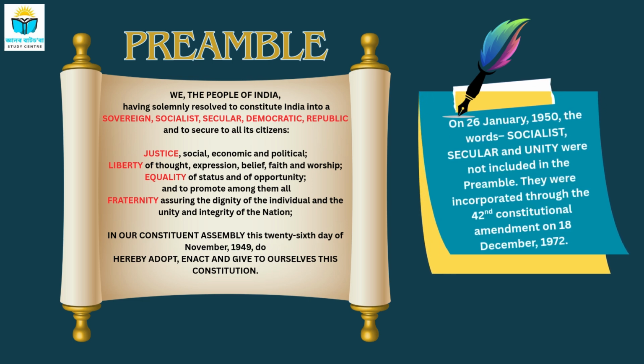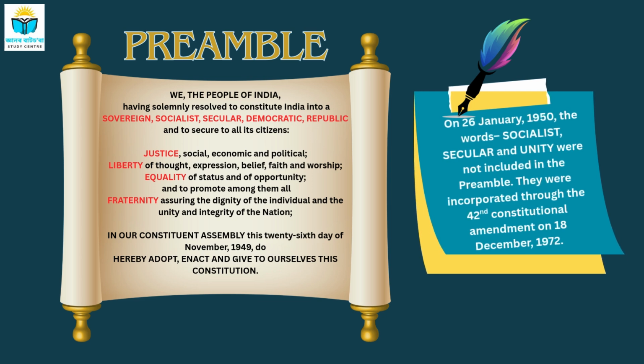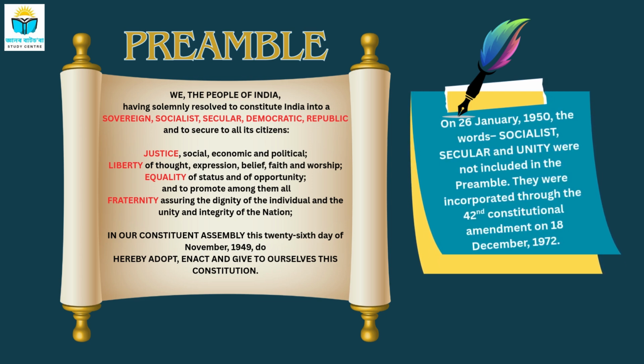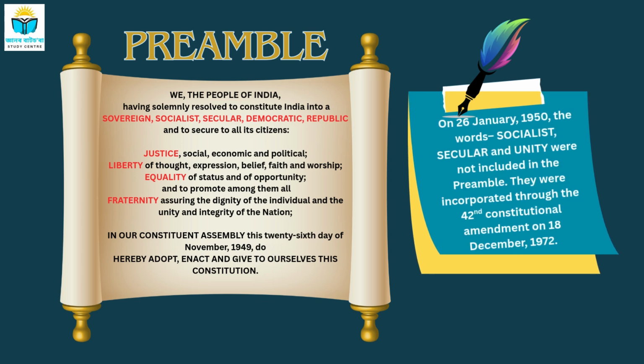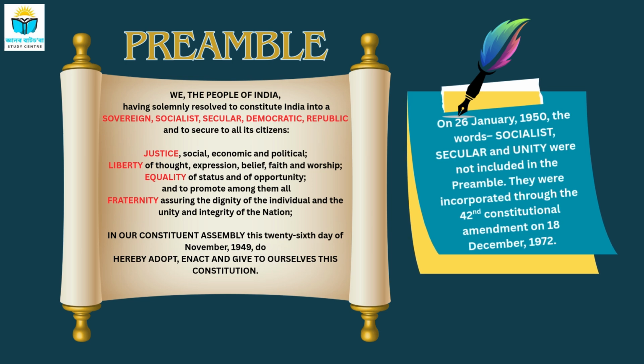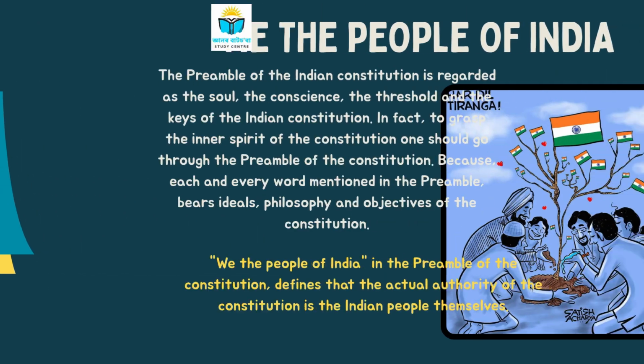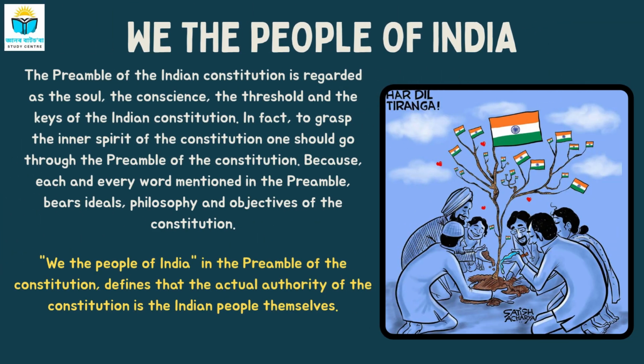Initially, the words socialist, secular and unity and integrity were not part of the Preamble. These were added later by the 42nd Constitutional Amendment on 18 December 1976. Significance of the Preamble. The Preamble is often called the soul of the Constitution. Every word in it represents the vision behind our Constitution. The phrase "We the people of India" in the Preamble makes it clear that the Constitution gets its authority from the citizens of India, not any king, ruler or foreign power.